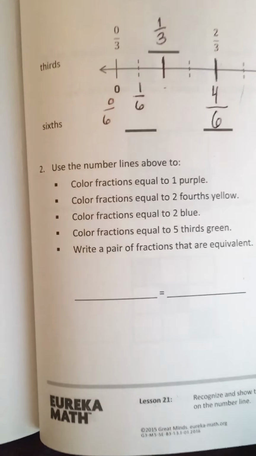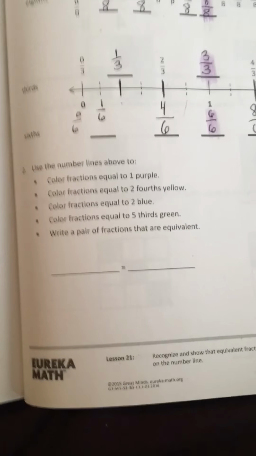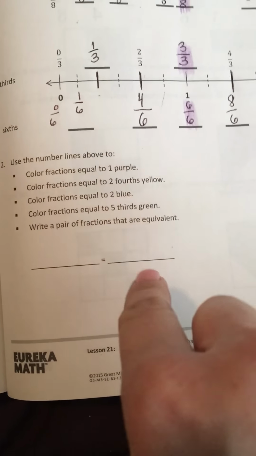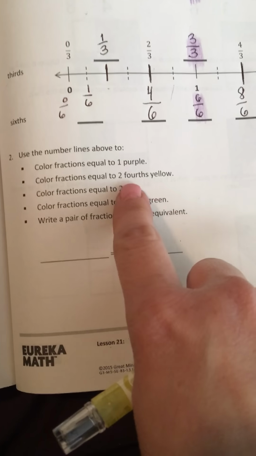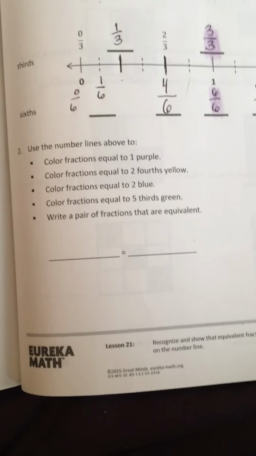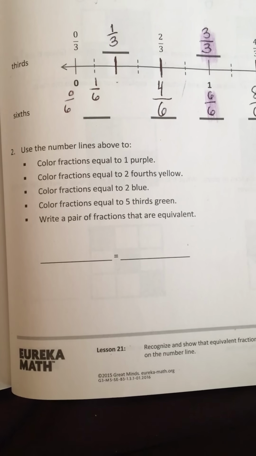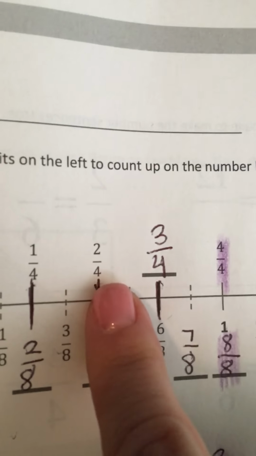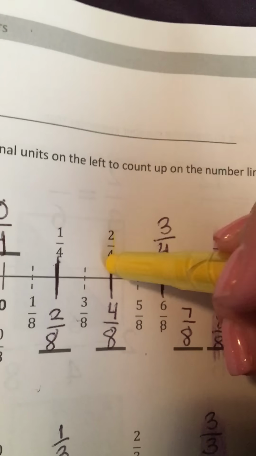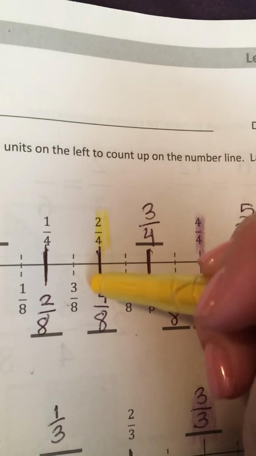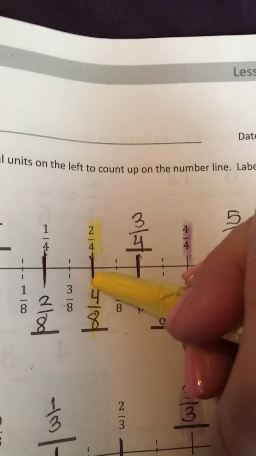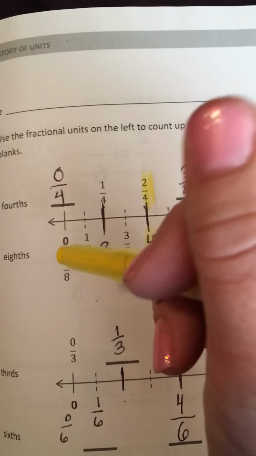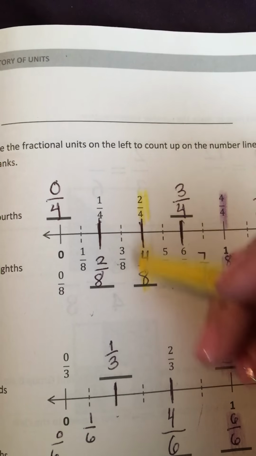Color fractions equal to, now I need yellow. I should have told you to pause and get these colors out. If you didn't do that yet, do that. Pause and get out purple, yellow, blue, green. Okay, color fractions equal to 2/4 yellow. So I'm going to look anywhere where it's fourths. I should find something that's 2/4. Okay, well this is obviously equal to 2/4 because it says 2/4. But if you look, this is also equal to it because they overlap. They go just as far down the line from 0. So these two are both equal to 2/4.